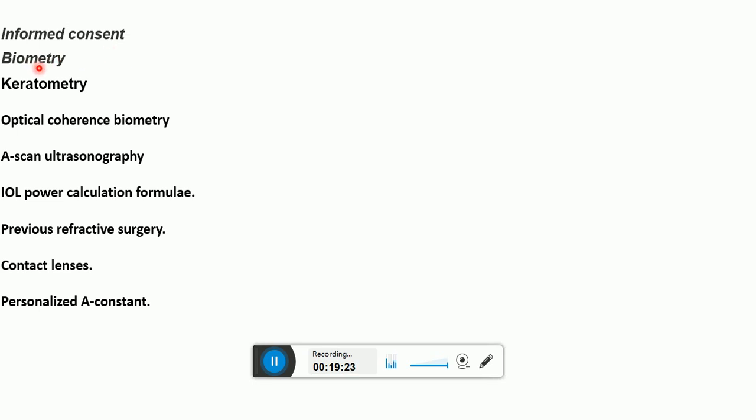The next important point is biometry. Biometry facilitates calculation of the lens power likely to result in the desired postoperative refractive outcome. In its basic form, this involves the measurement of two ocular parameters, keratometry and axial length. Keratometry involves the determination of the curvature of the anterior corneal surface, one steepest and another flattest meridian, expressed in diopters or in millimeters of the radius of curvature.